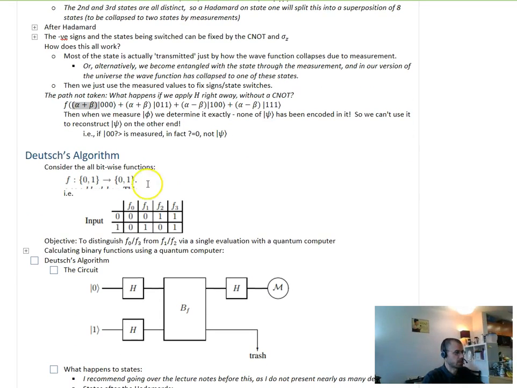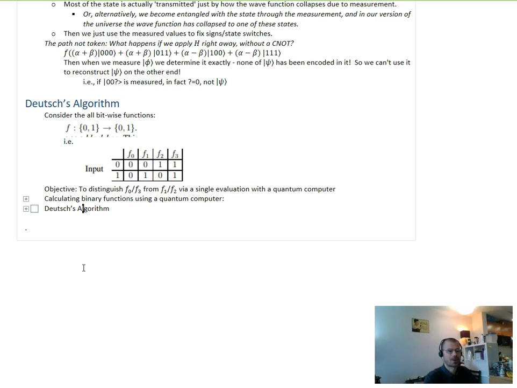Let's move on to Deutsch's algorithm. All right, so basically what we're going to be working with is bitwise functions. So feed in a 0 or 1 and we're going to get out a 0 or 1, right? And so there's 4 possible bitwise functions. If you feed in 0 or 1, you get 0 no matter what, or the identity, or here, you just flip it. It's the identity with a NOT, or they both map to 1.